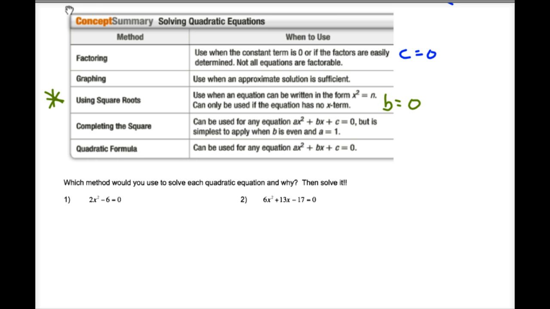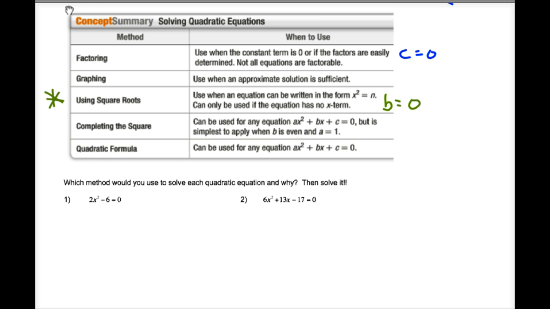Completing the square. Guys, completing the square works every single time. Factoring and square roots don't work every single time. Only in specific situations. Completing the square works every single time. It's a lot of work. Their suggestion is when a is 1 and b is an even number. Why would they say when b is an even number? Why does completing the square work well when b is an even number?